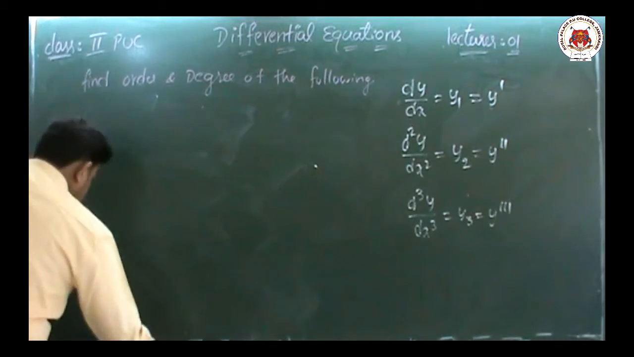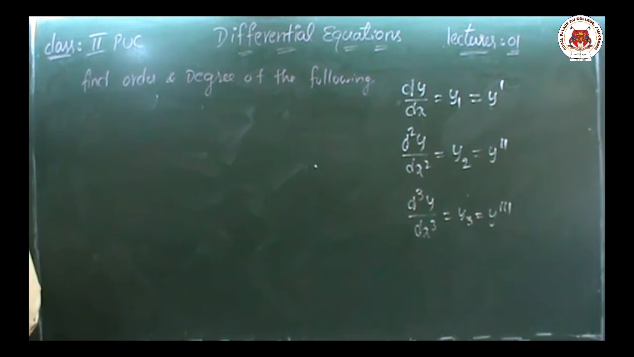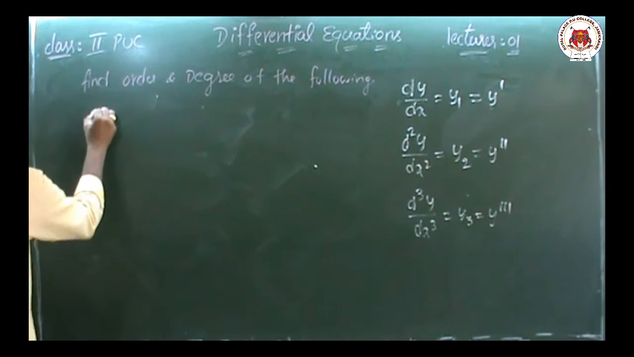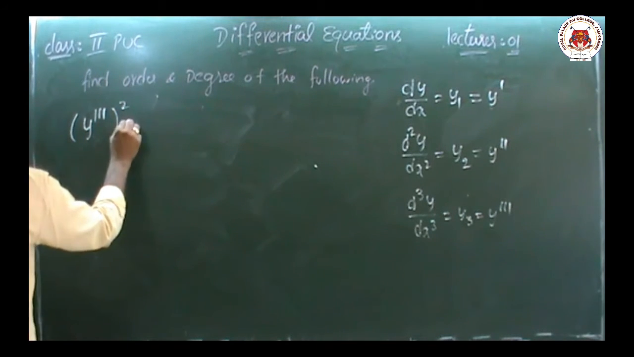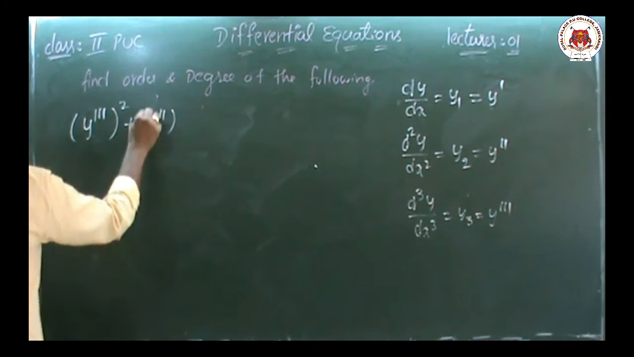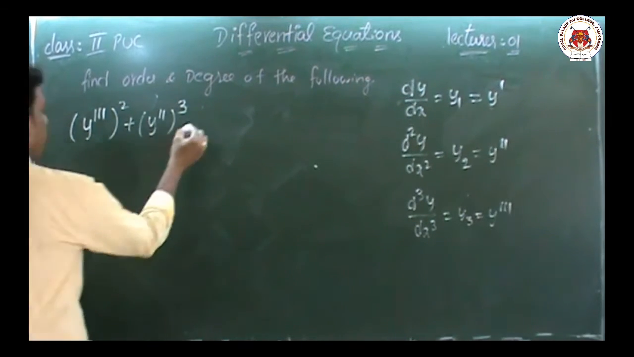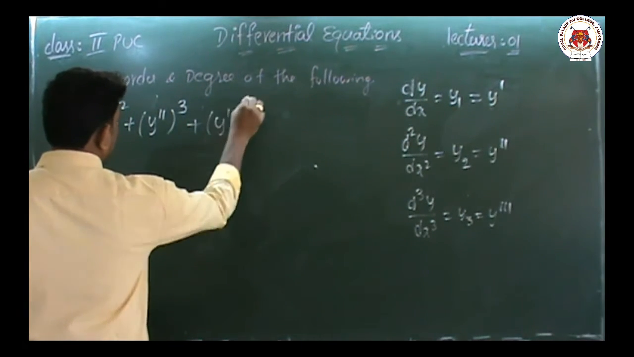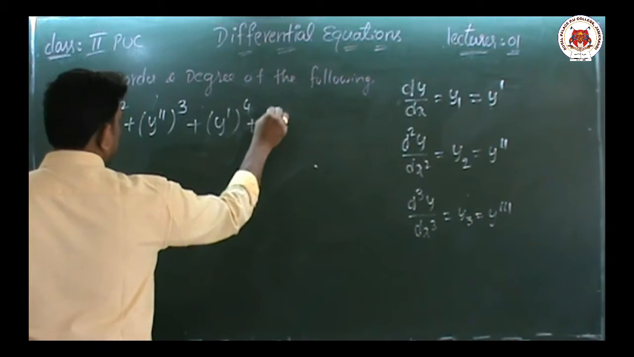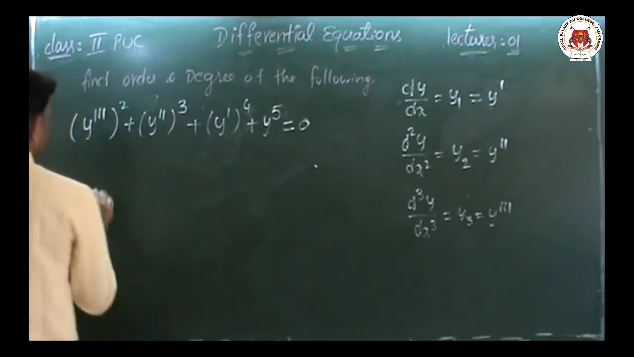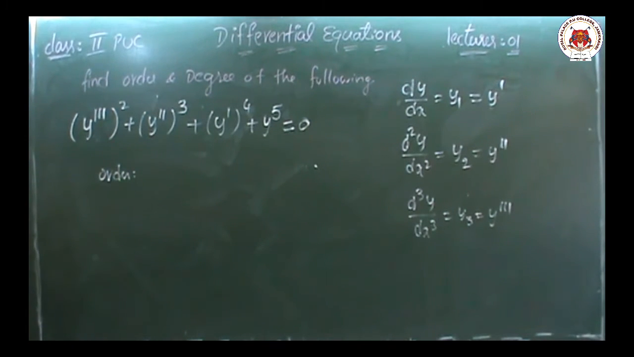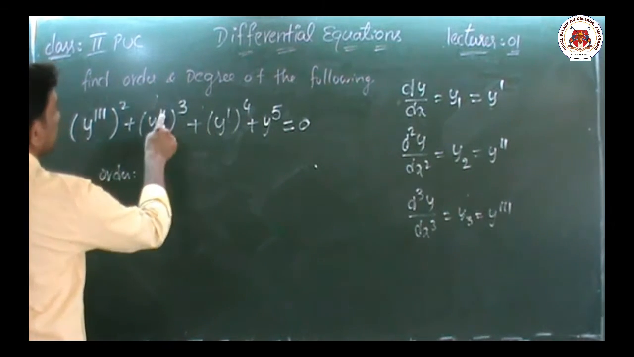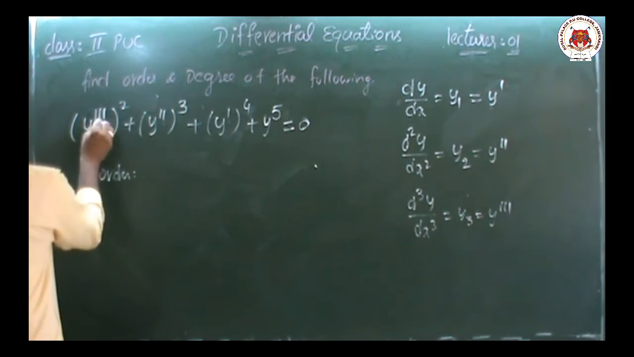The next question is (y triple dash) whole square plus (y double dash) whole cube plus (y dash) whole power 4 plus y power 5 is equal to 0. First, the order. Order means highest time differentiation. Here one time differentiating, here two times, here three times. So order equal to 3.